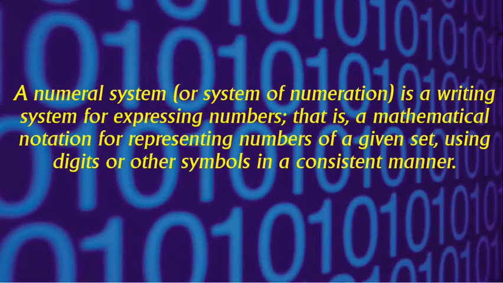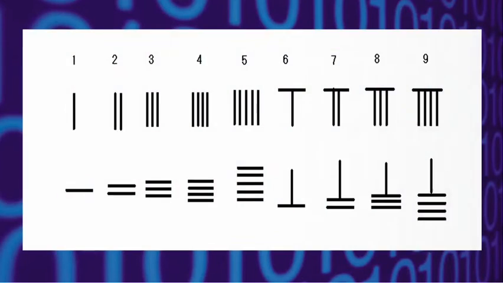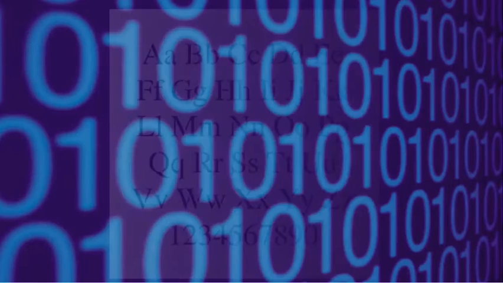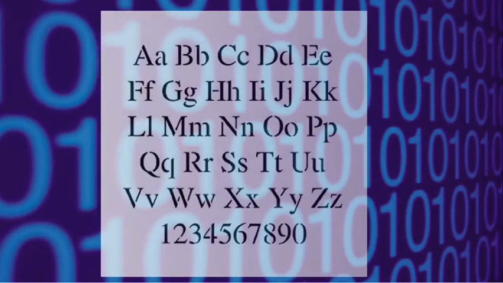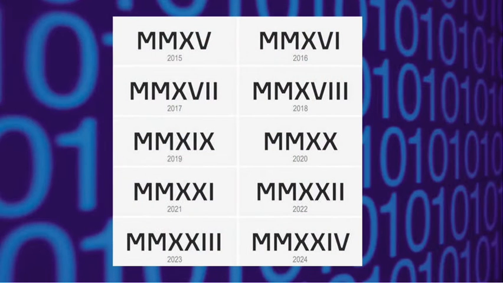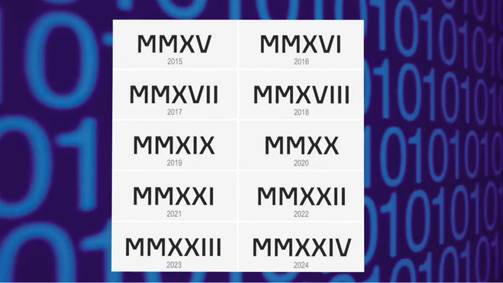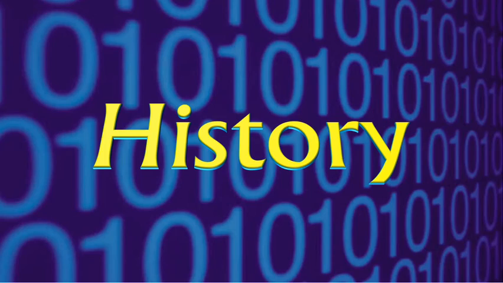A numeral system, or numeration, is a writing system for expressing numbers. It is a mathematical notation for representing numbers of a given set using digits or other symbols in a consistent manner. The same sequence of symbols may represent different numbers in different numeral systems. Numbers have been factors throughout our recorded history.